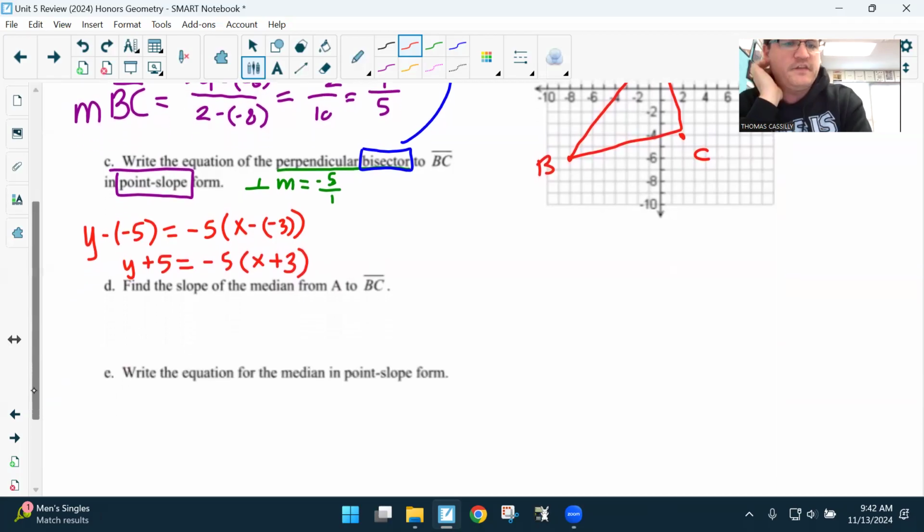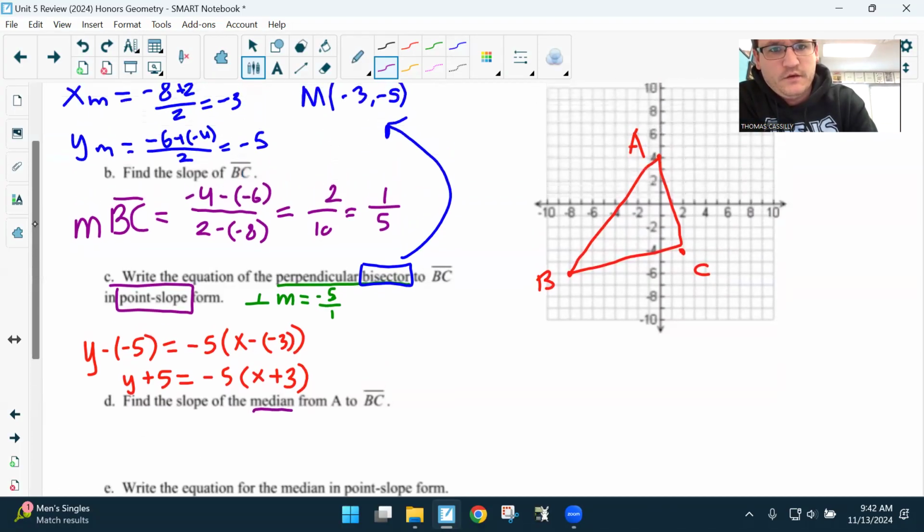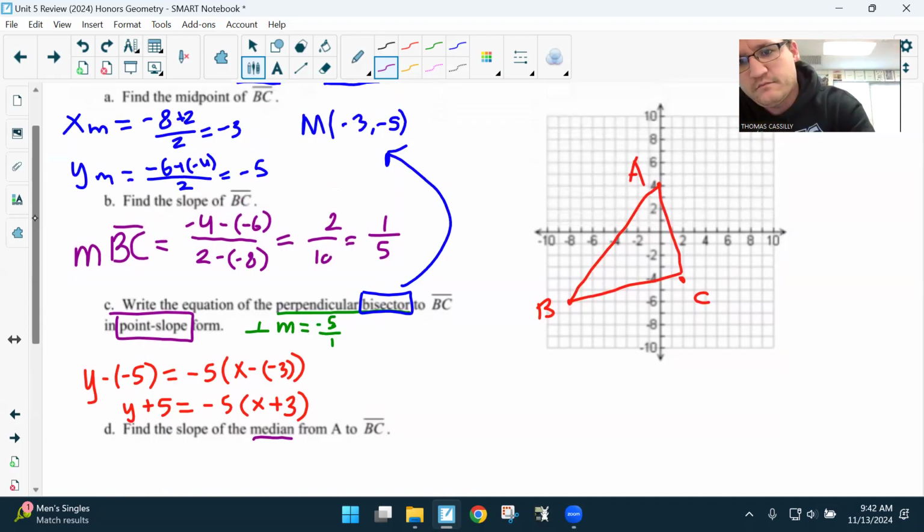All right, now find the slope of the median from A to BC. So starting at A, going to the midpoint of BC. Well, we found the midpoint. The midpoint was at -3, -5, so right here. I'm just going to call that, again, point M. That was our midpoint. So the median connects the vertex at point A to the midpoint M, right? So that is the median.